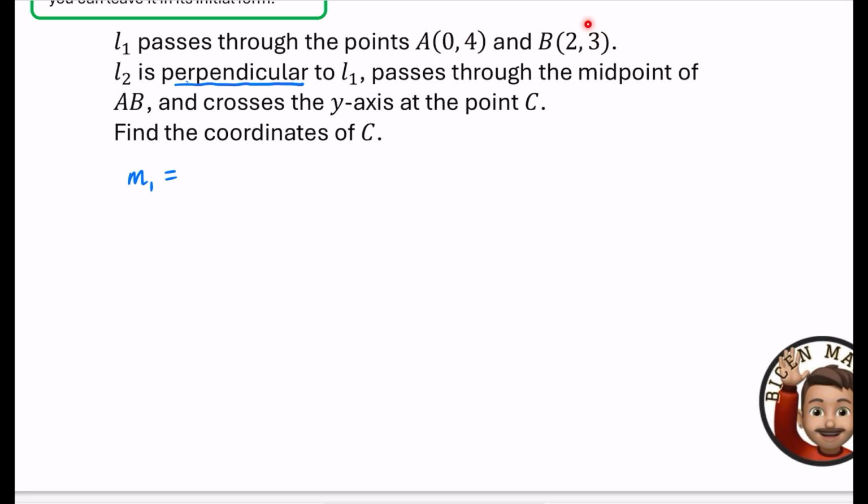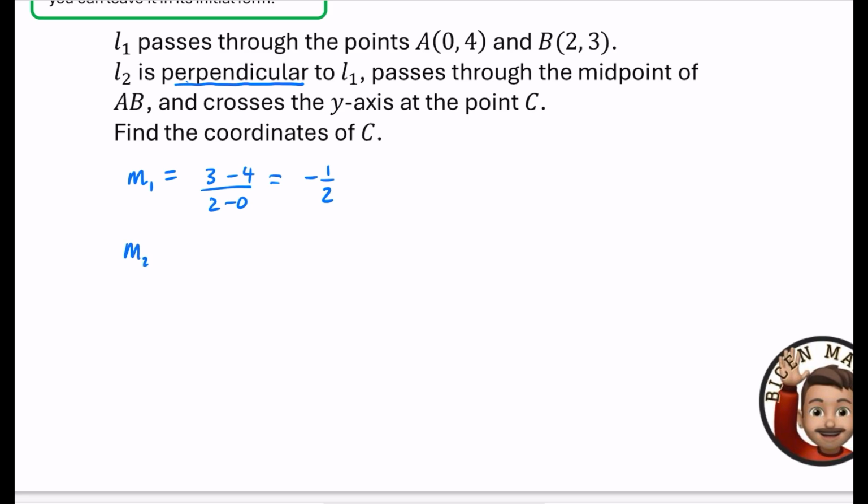Now, using these two things that we've got here, I'm going to do the 3 minus the 4 divided by the 2 minus the 0. If I wanted to, I could do the 4 minus the 3 divided by the 0 minus 2. But I will do what I said originally, so I will do the 3 minus the 4 divided by the 2 minus the 0, so that is minus 1 over 2.